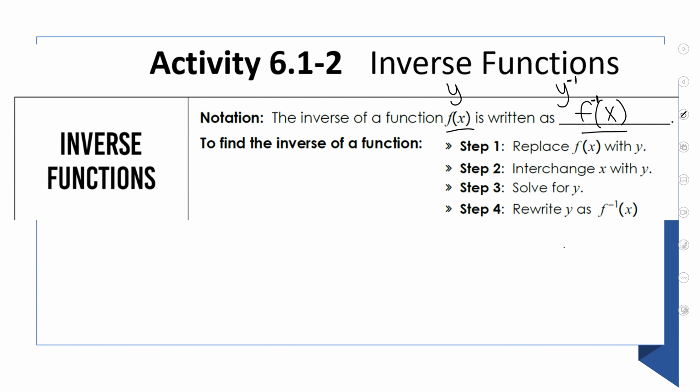And these are going to be the steps that we do to find the inverse. Step number 1, if they give you f of x, you can always think of it as just y. Okay? Step 2, you're going to interchange x with y. Then you're going to solve for y and rewrite it in the inverse notation. So those steps probably don't make sense to you right now. So let's go ahead and do an example.